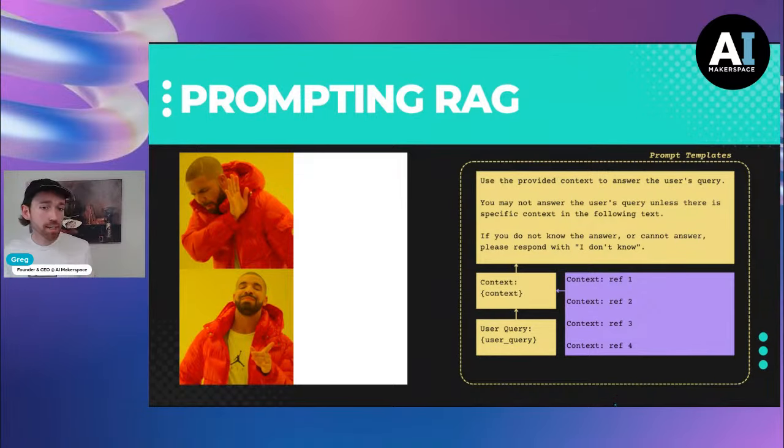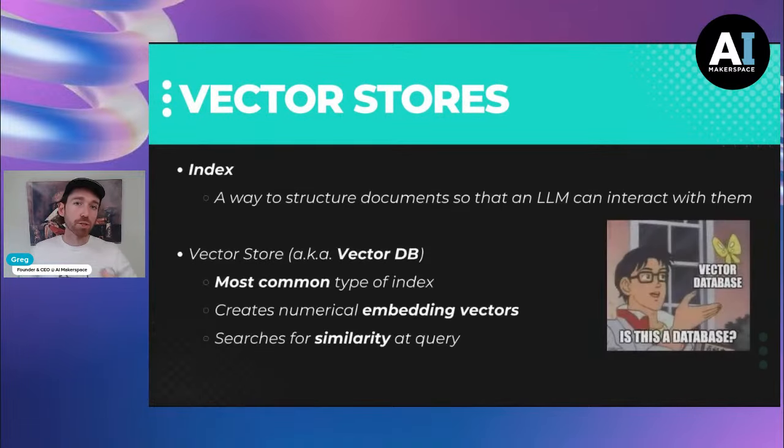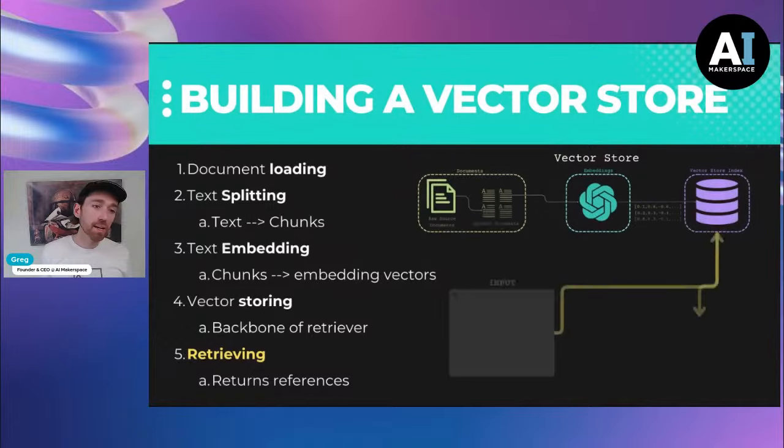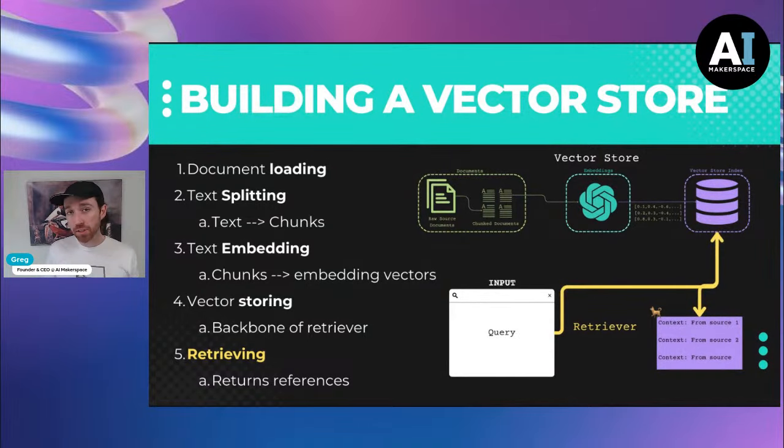And finally, when we talk about creating that vector store, we're talking about creating our index. The most common type of index is a vector store. The index is simply a way to structure our documents so that we can interact with them. We already talked about embeddings. We already talked about similarity. It's just a database.